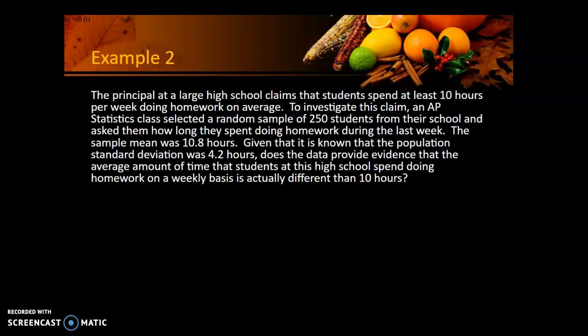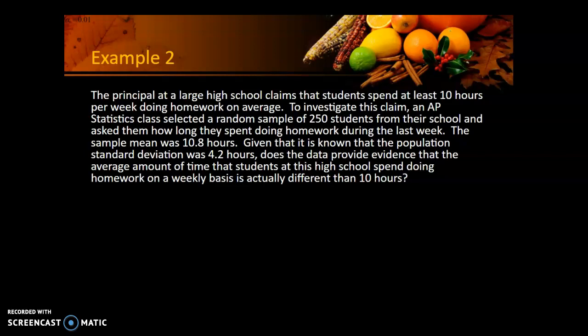Given that it is known that the population standard deviation was 4.2 hours, does the data provide evidence that the average amount of time that students spend at this high school doing homework on a weekly basis is actually different than 10 hours? So we weren't given a direction, and we don't base that direction on our sample mean. We just want to know if it's different than 10 hours, which makes it a two-tailed test, so we'll use a not equal to in the alternative.